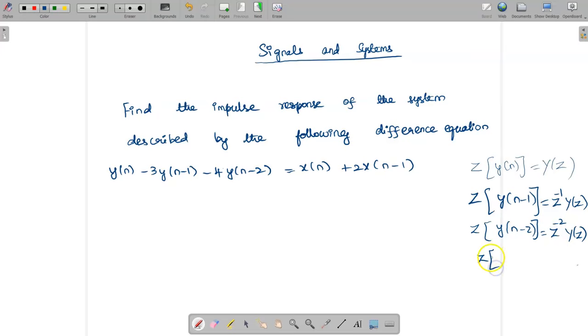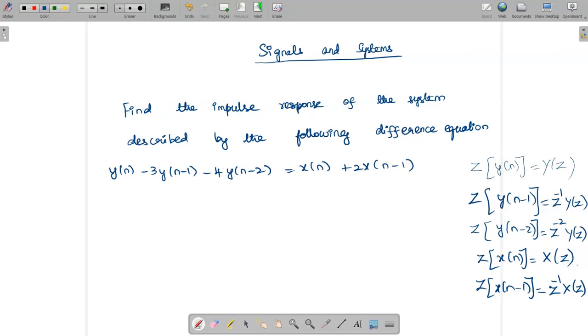We can apply the Z transform for the input signal also. So, small x will become capital X, n will become capital Z. Similarly, the Z transform of x of n minus 1. Again, here the value has been shifted by minus 1, so just put z power minus 1, and for x of n it is X of z. So, you should know these formulas before applying the Z transform for the given expression.